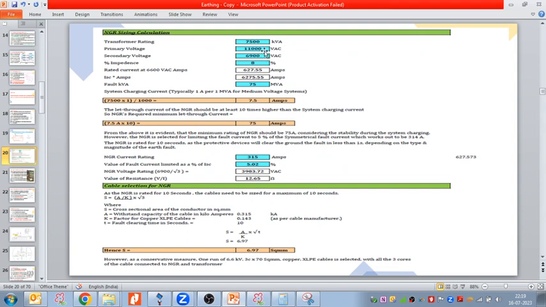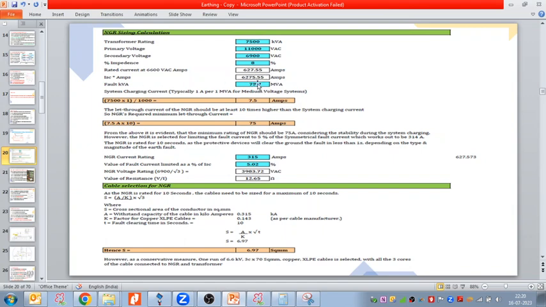Voltage primary 11 kV, secondary 6.9 kV or 6.6 kV. Impedance 8. Rated current at the 6.6 kV side of the transformer is 627.55 ampere. So ISC here is the short circuit current, 6275.5 ampere.